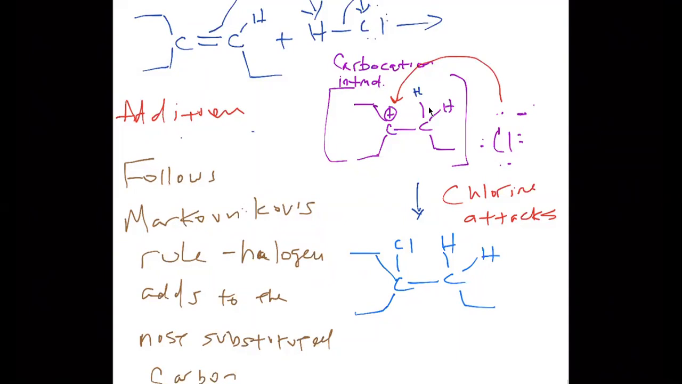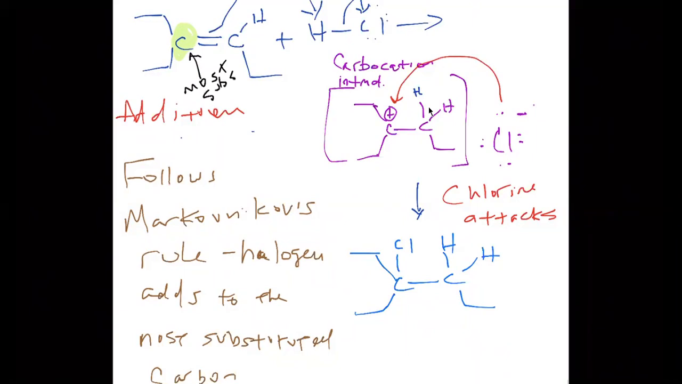The alkene itself in this particular instance is tri-substituted, right? But the carbon on the left, this side, has more carbons attached to it than the carbon on the right. So this is your most substituted side right here. That's your most substituted side.